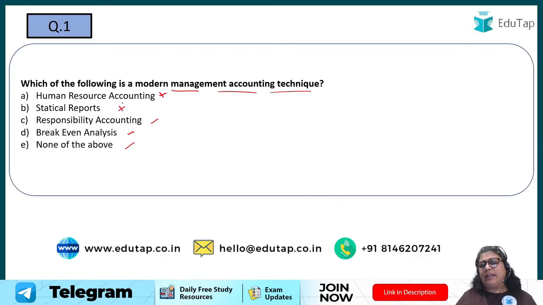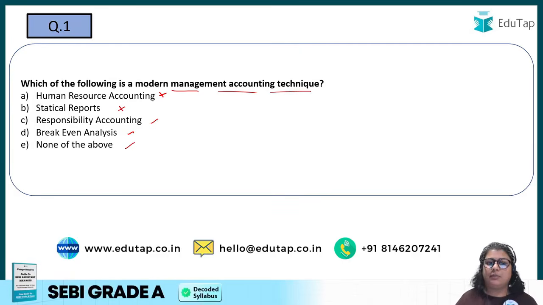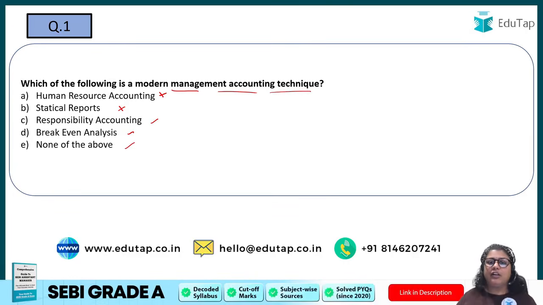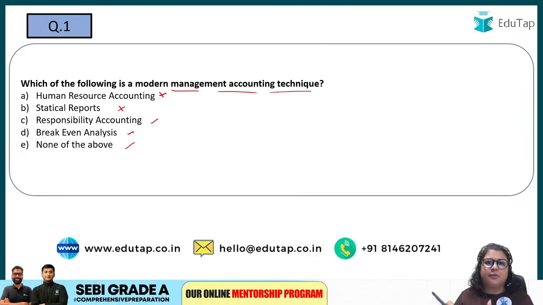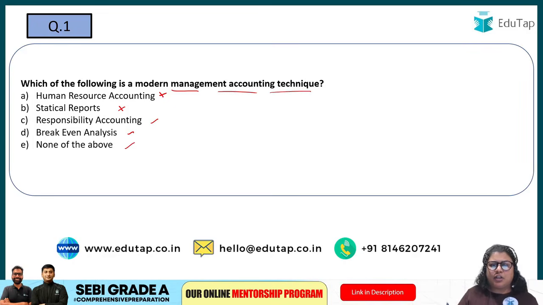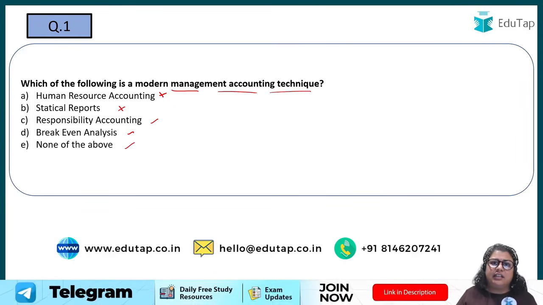Now, responsibility accounting. Basically, this responsibility accounting is the correct answer, because this is a modern management accounting technique wherein we divide the whole organization into different centers, okay, different responsibility centers like production and marketing and everything. And each center has its own costs, revenues and profit. So basically this is emerging, and this is also a core management technique. So yes, responsibility accounting is the correct answer here.